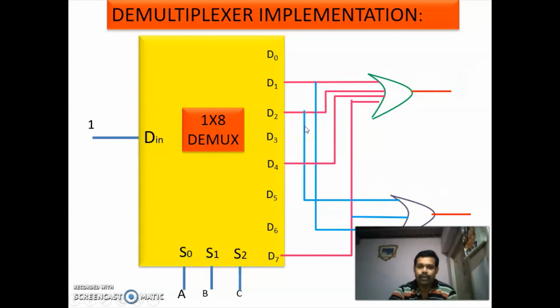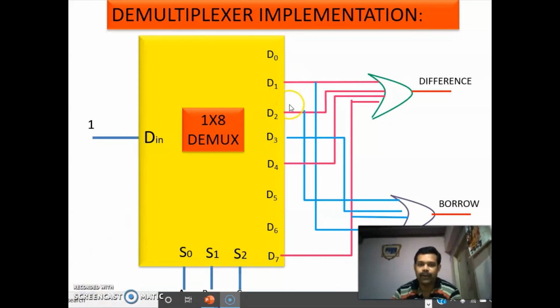Similarly, outputs 1, 2, 3 and 7, if you give them to an OR gate, will give the borrow. So for 1, 2, 4 and 7 you get the difference, and for 1, 2, 3 and 7 you get the borrow. So now we have implemented this full subtractor by using a demultiplexer.